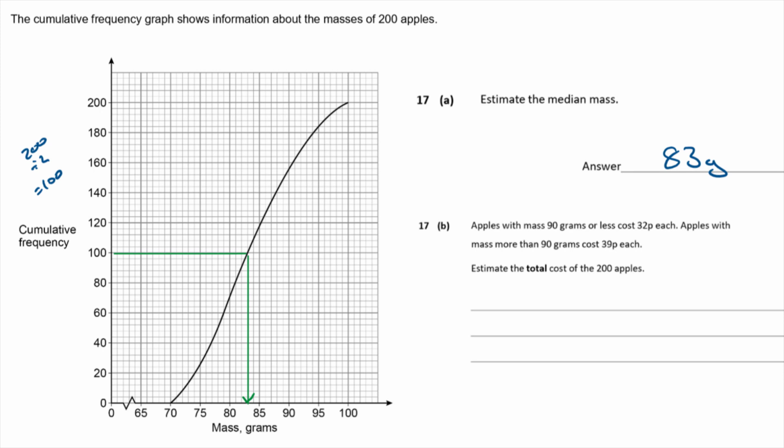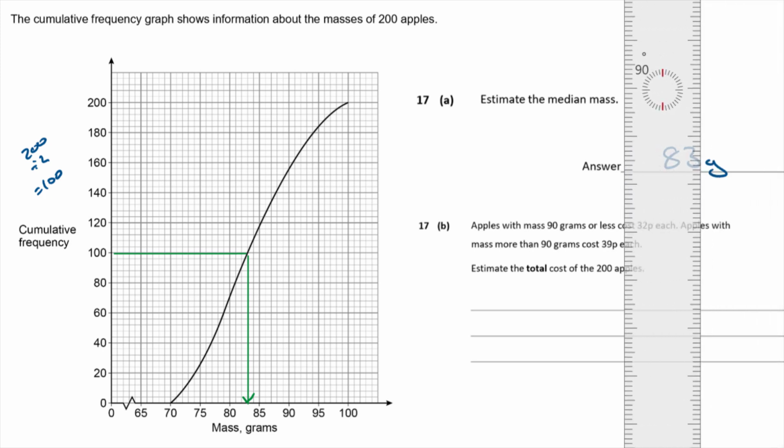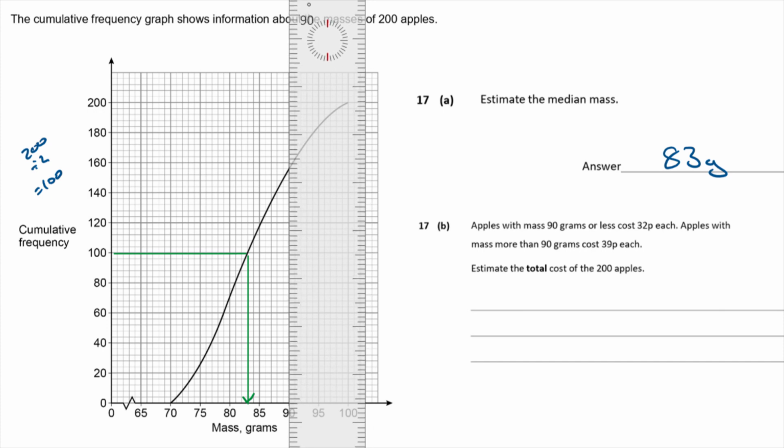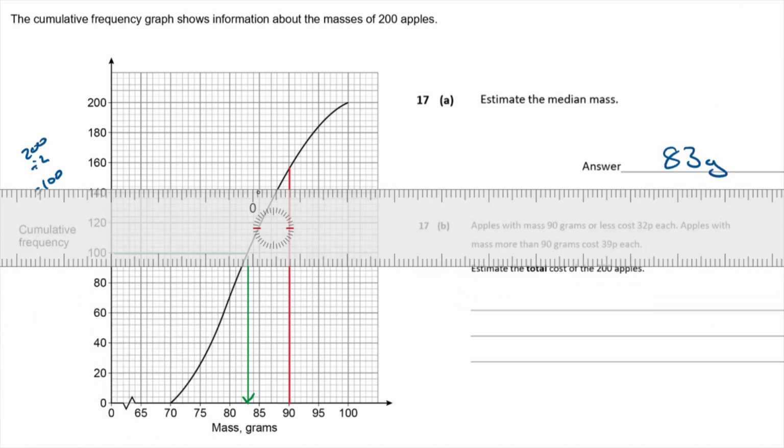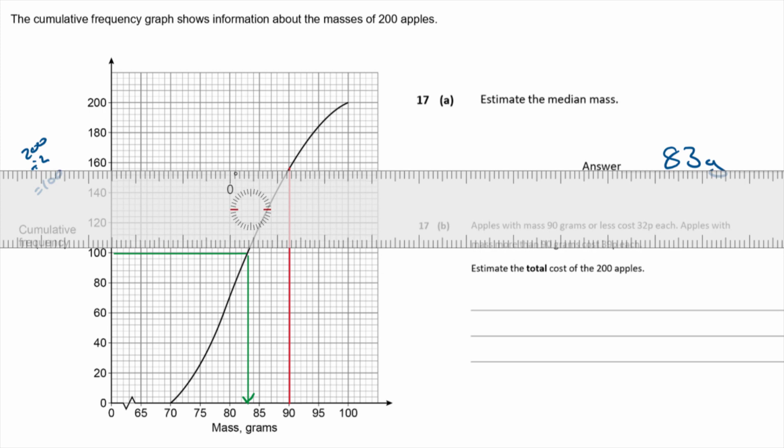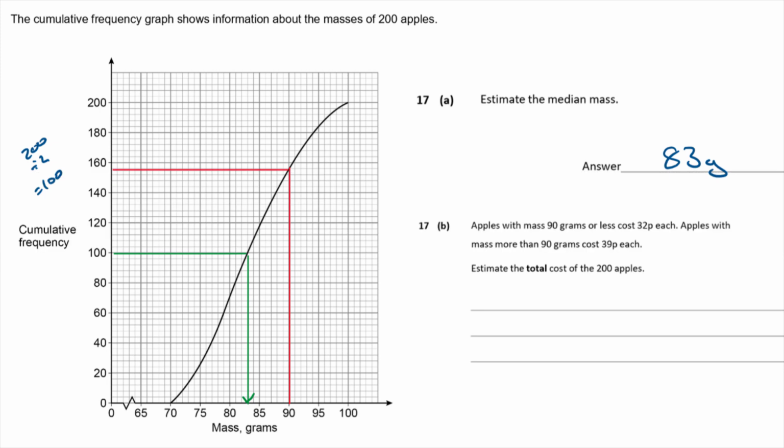B, apples with mass 90 grams or less cost 32p. Apples with mass of more than 90 grams cost 39p. Estimate the total cost of the 200 apples. Well, 90 grams is here, and if I read up to the graph and across from 90, just switch color, let's go for red. It's going to go up to the graph there, change directions, and read across to the axes. Make it about there.